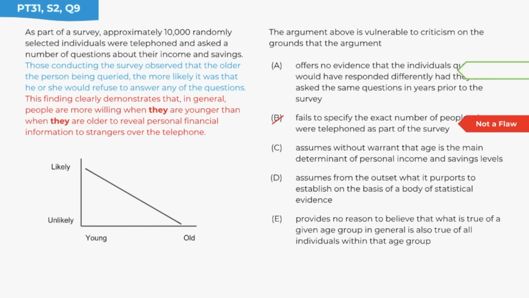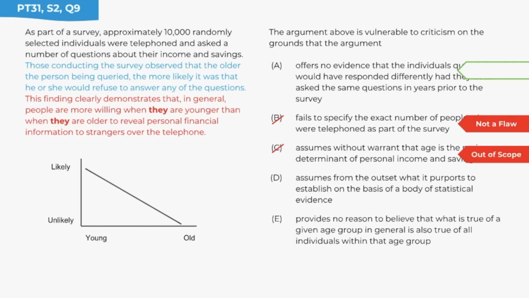They didn't need to specify the exact number of people, especially when you're dealing with numbers as large as 10,000 randomly selected individuals. So one common trap answer choice on flaw questions is an answer choice that correctly describes something that's happening within the argument, but that isn't a flaw. And what makes it tempting is that it's accurately describing something that happened.